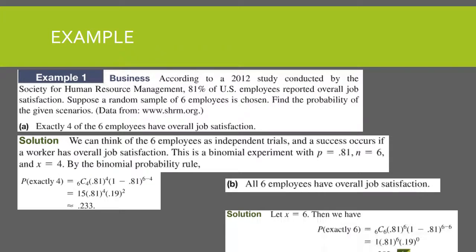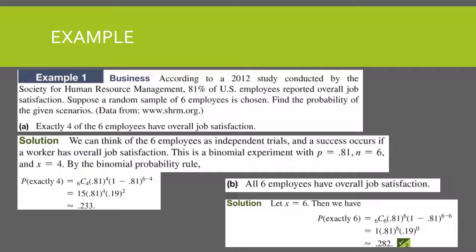For part B, you want x to be 6. That means that you want 0 failures. So 6 choose 6, 0.81 to the 6, 1 minus 0.81 to the 6 minus 6, which will be 0. Remember, anything to the 0 power is 1. You have a 0.282 probability of having all 6 that you've selected have overall job satisfaction.